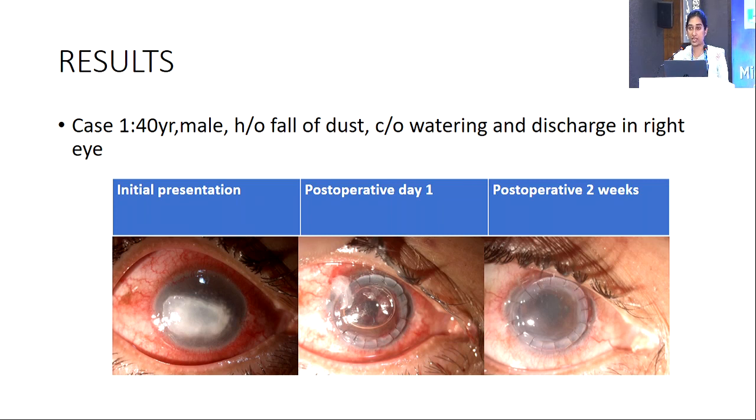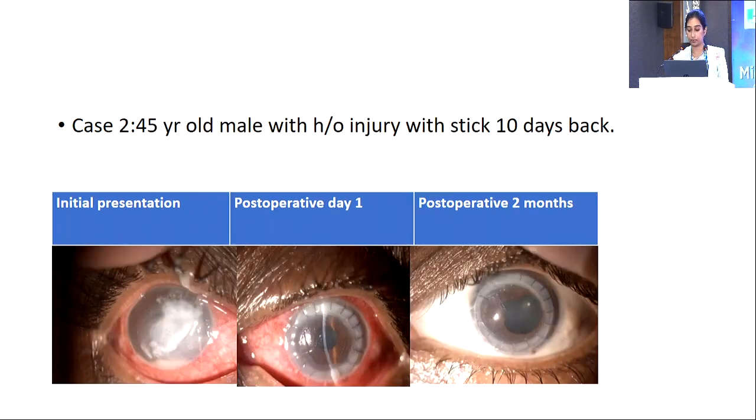Despite maximum medical and systemic therapy, there was no improvement in the infiltrate. So we went for therapeutic penetrating keratoplasty, and this is a picture of post-operative day 1. At initial presentation, the vision was only hand movements positive with no improvement with pinhole. After 2 weeks post-operatively, the infiltrate had almost decreased, and the cornea was relatively clear, with best corrected visual acuity improved to 6/9 partial.